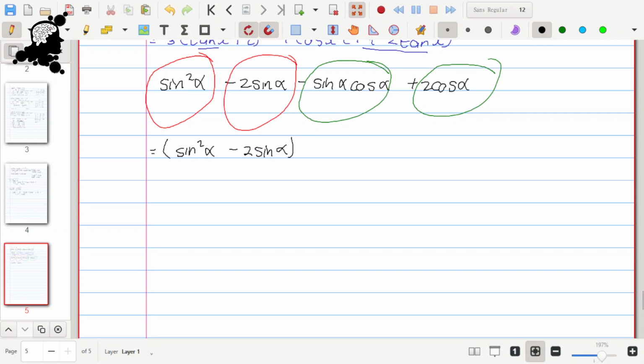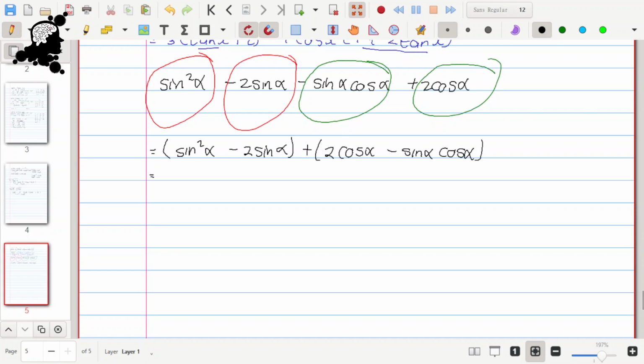I'm going to put the negative sign outside. Then I'm going to remain with, or maybe what I should do is put a plus here, but let me rewrite the order of the terms. So this is going to be 2 cos alpha minus sine alpha cos alpha. I'm just trying to remain consistent here.